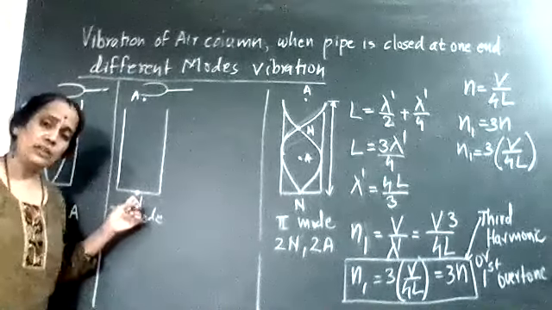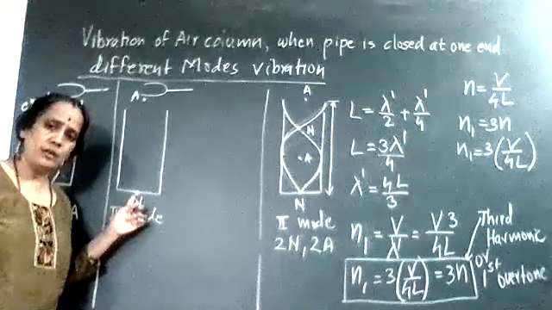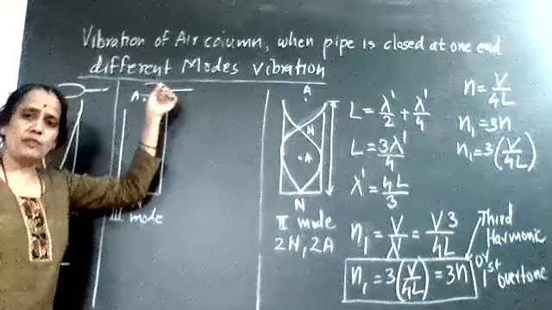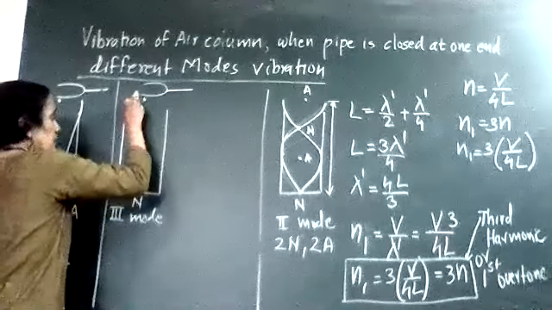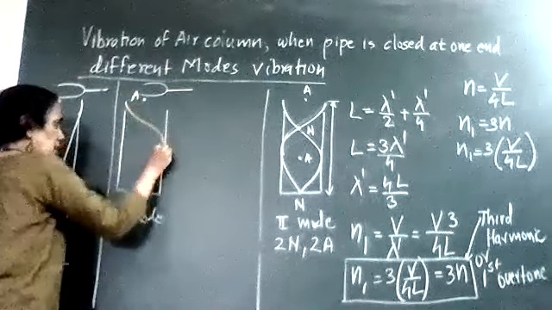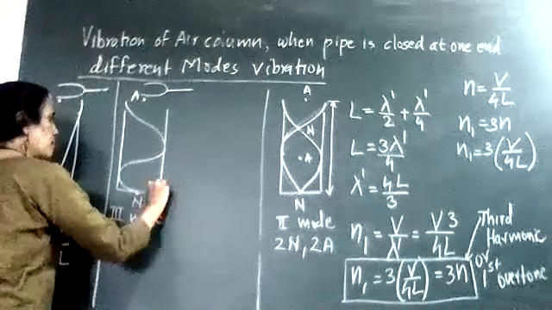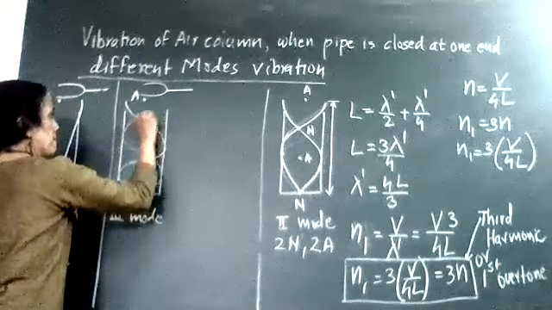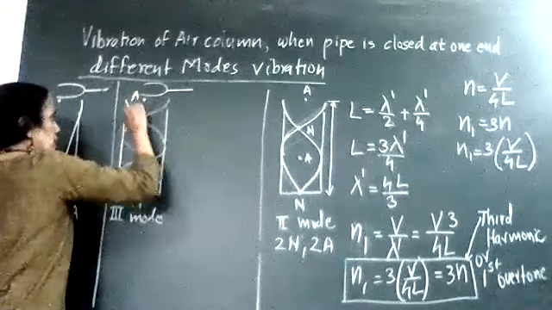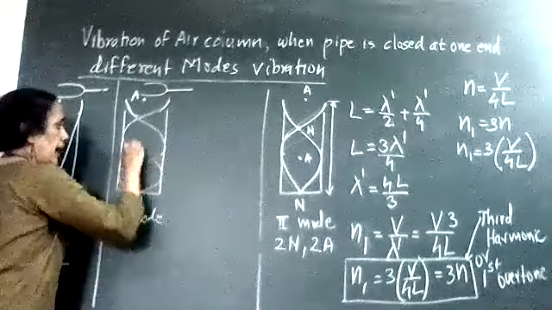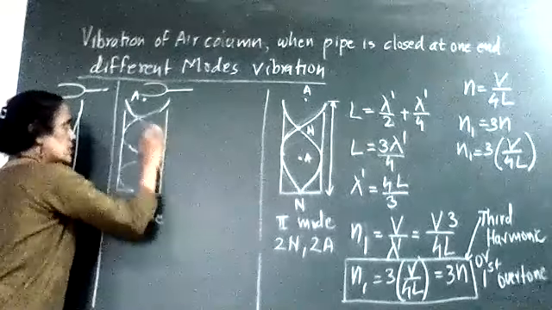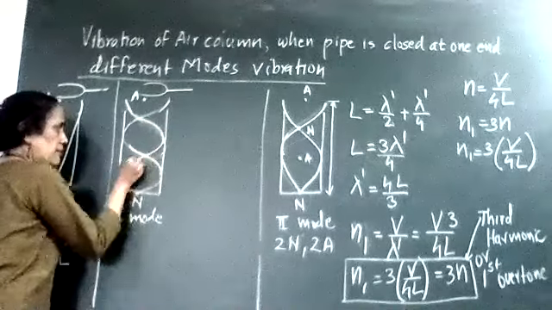But what is the condition? A node should be formed at the closed end, and an antinode should be formed at the open end. So I am going to draw these two loops here. Okay, here I am giving two complete loops, and a half loop will be outside after this.